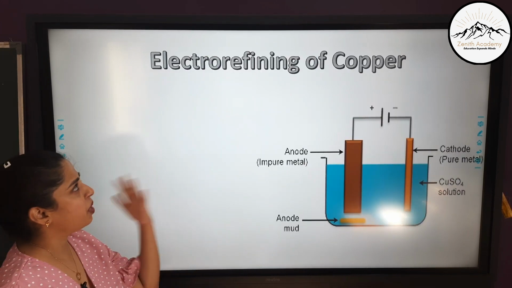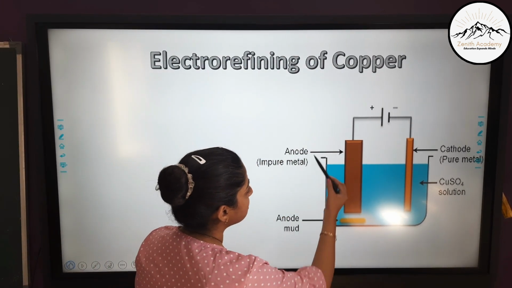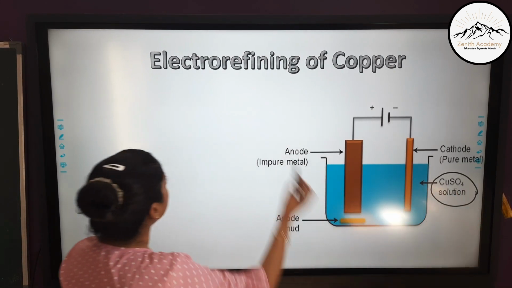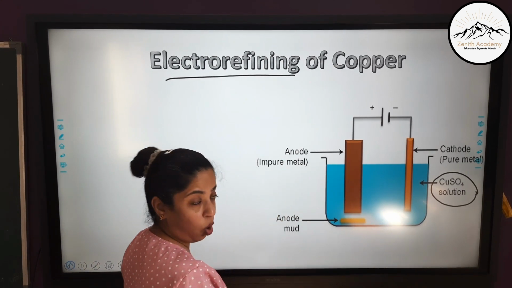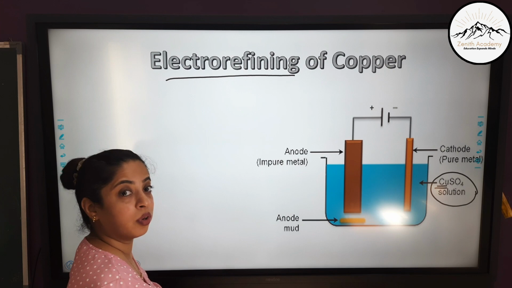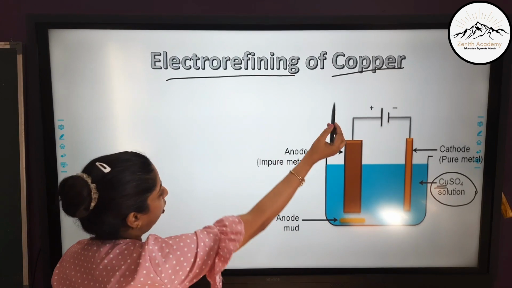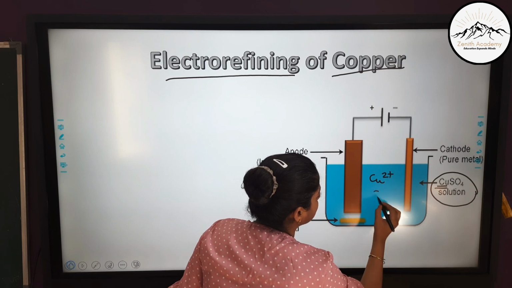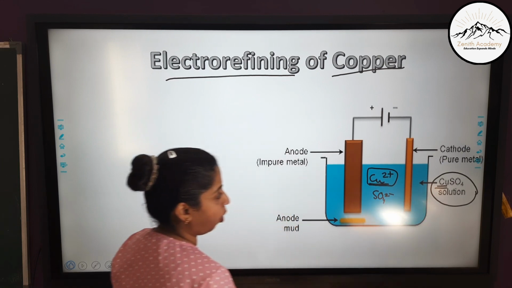Now let us study the basic example of electrorefining, that is electrorefining of copper. Here you can see the electrolytic cell has copper sulfate solution. Even in electrorefining, the solution, that is the electrolyte, should contain a salt which has the ions of the metal which we want to purify. In this case we want to refine copper, so we are using copper sulfate salt so that there are copper ions and sulfate ions. We wish for copper ions, that is why we have taken a salt like copper sulfate.